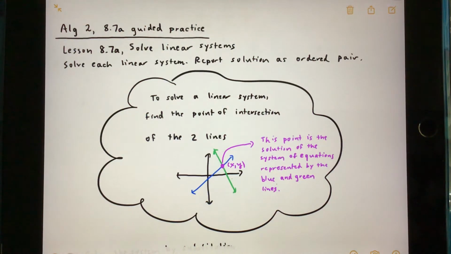Hello, Algebra 2. We're going to take a look at Lesson 8.7a, Guided Practice. Now, when you look in your textbook, you're not going to see any information on the lesson that we're actually working on here. This is a review of work we did in Algebra 1 class, where we learned how to solve linear systems in preparation for what you'll see in your textbook for Lesson 8.7.